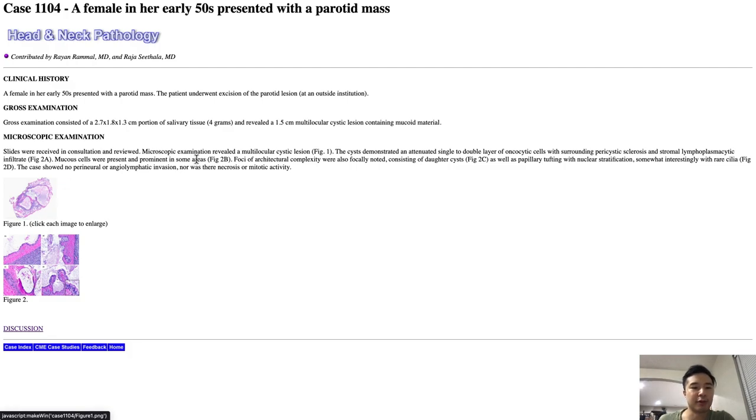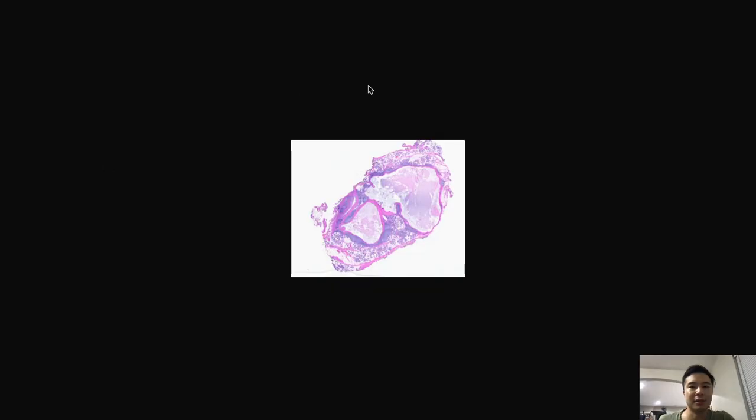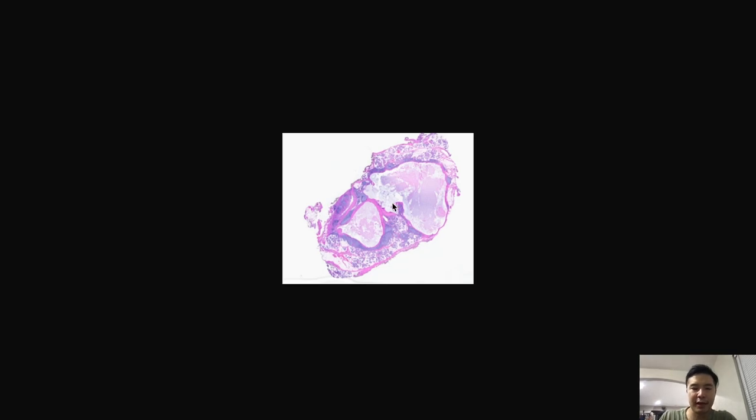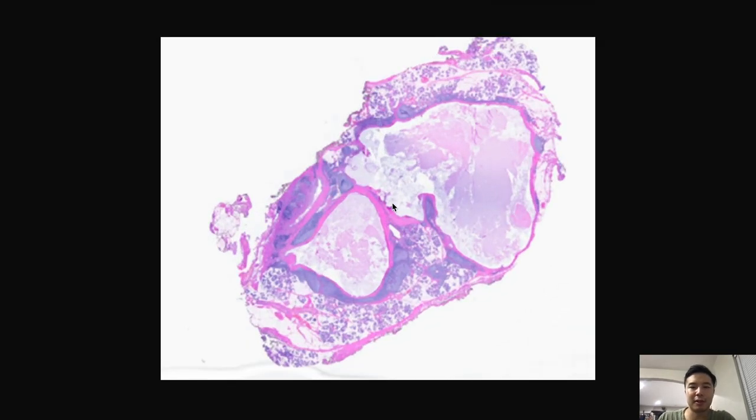Microscopic examination revealed a multilocular cystic lesion. So here is figure 1. Sorry, I can't zoom a little bit closer without losing resolution. We see this multicystic lesion that has somewhat of maybe a pseudocapsule here, surrounded by regular parotid parenchyma.